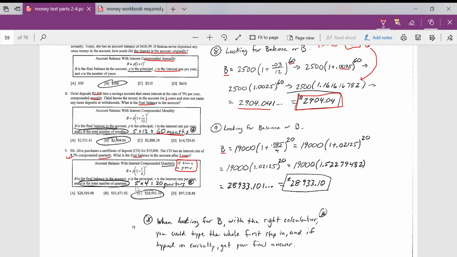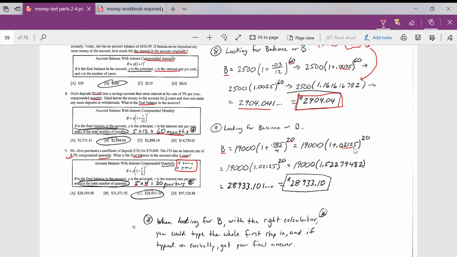Okay, so if it's 5 years and there's 4 quarters in a year, because we're doing it 4 times a year, 5 times 4 is 20 quarters, so that's where this 20 comes from. Now we do the exact same thing we just did above. We have to do order of operations, so we take 0.085 divided by 4.